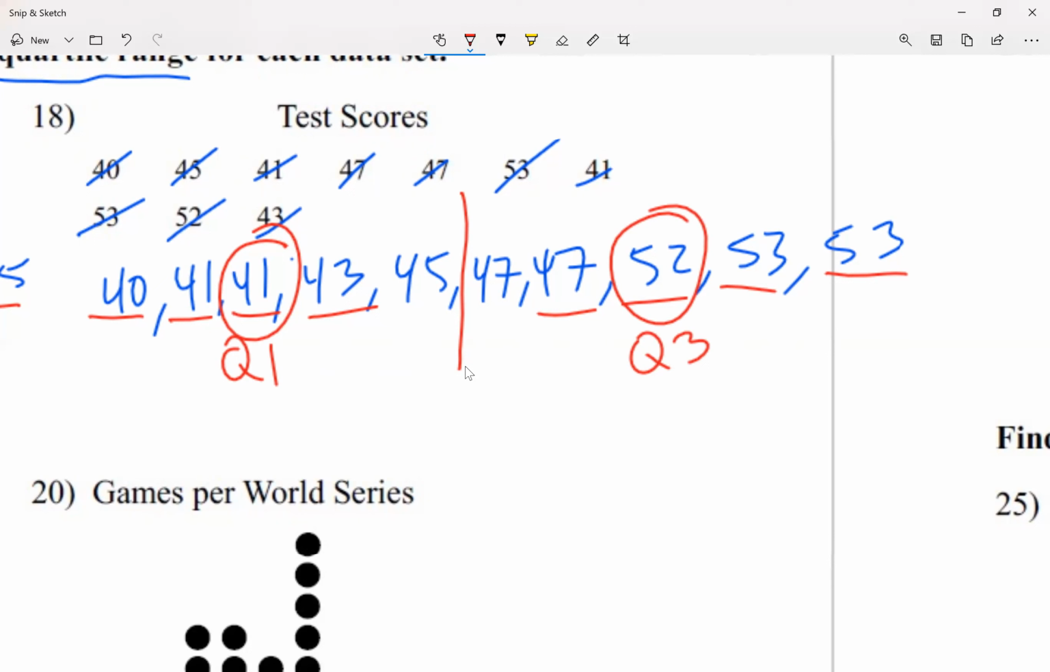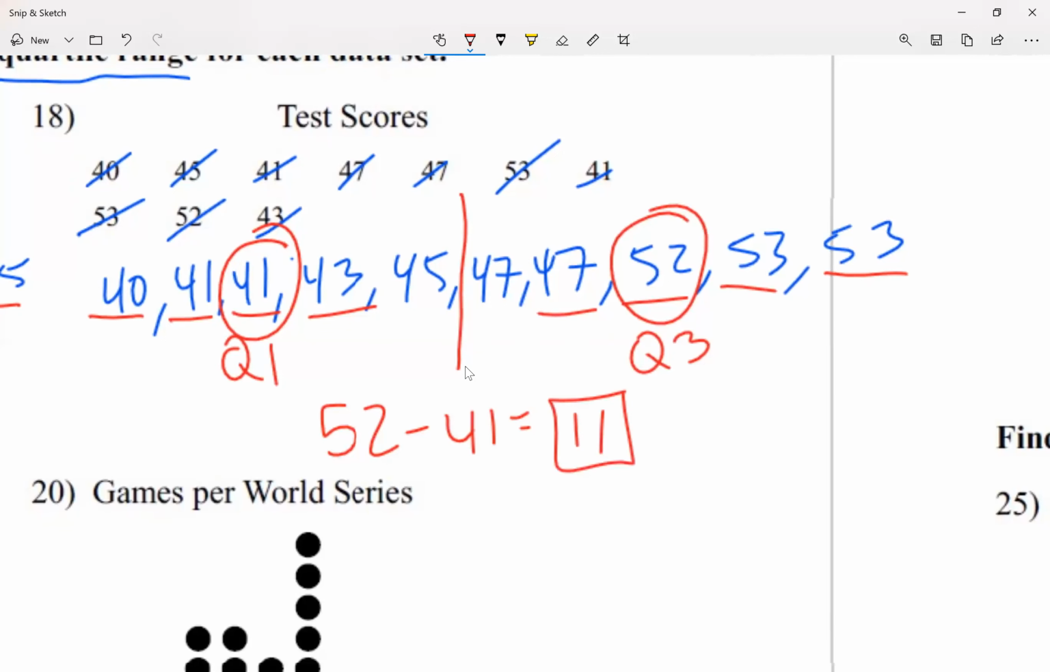Now for the interquartile, let me go 52 minus 41. Basically, quarter three minus quarter one. 52 minus 41 happens to be 11. So if I'm asking for the interquartile, quarter three minus quarter one. All right, that was not bad.